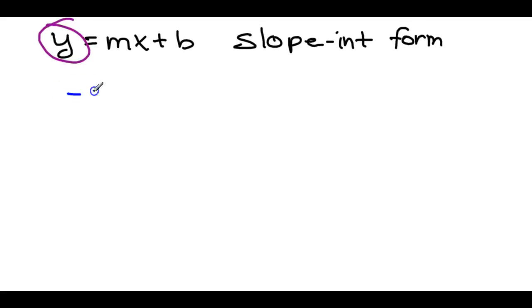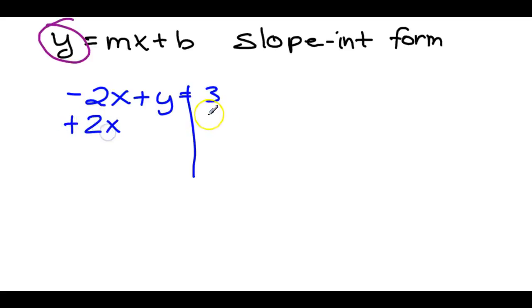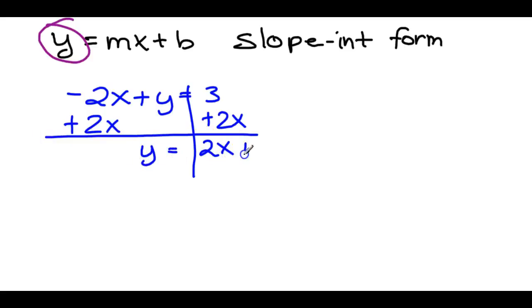So if we have negative 2x plus y equals 3, the way that we're going to do this, remember how to balance. So it's a minus 2x. So I'm going to add 2x to both sides. And you get y equals 2x plus 3. You don't have to do anything else. The only other thing that I'm asking you to do is to look for m and b.